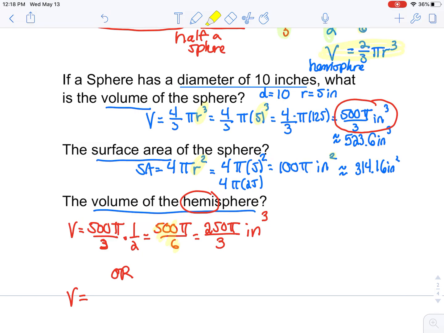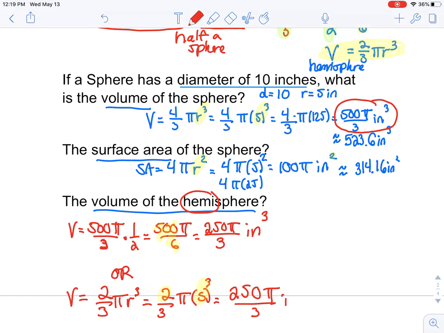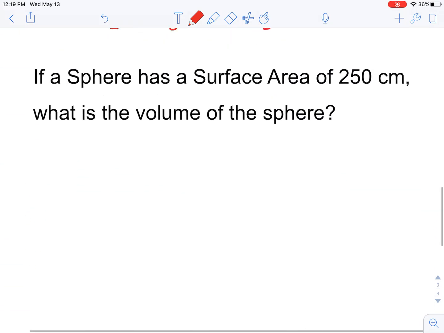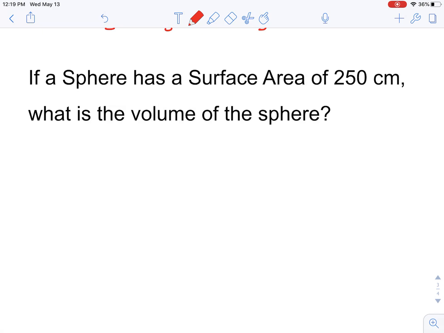The other option would just be to apply the formula that we learned. Up here, we discovered that the formula for the volume of a hemisphere was going to be 2/3 pi r cubed. So the radius is, again, 5. When I multiply 2 times 5 cubed, remember that 5 cubed is 125. 2 times 125 is 250 pi over 3. And once again, inches cubed. So it depends on if you've already found the volume of the whole sphere. You could start with that and take half of it, or you could apply our formula that we had learned.